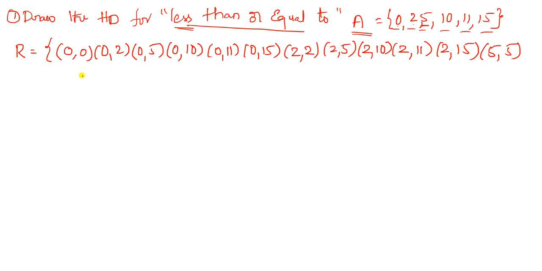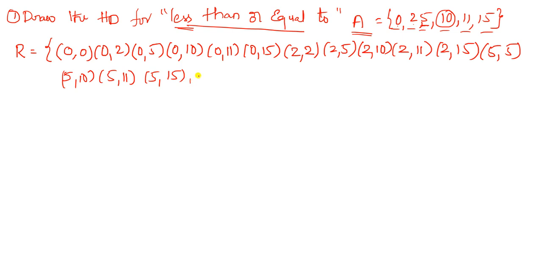Now 5, 10. 5 is less than 10, so another element is 5, 10. Similarly 5, 11 and 5, 15. Okay. And next check the next element, 10: 10, 0, 10, 2, 10, 5, 10, 11, 10, 15. Right? Is 10 less than 0? No. 10 less than 2? No. 10 less than 5? No.